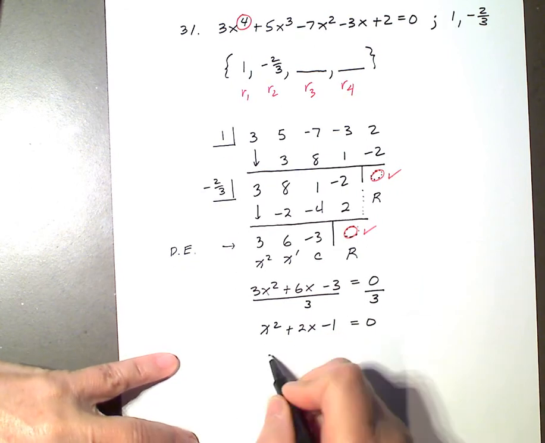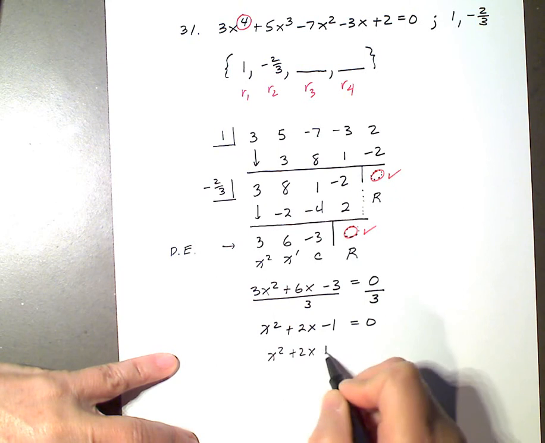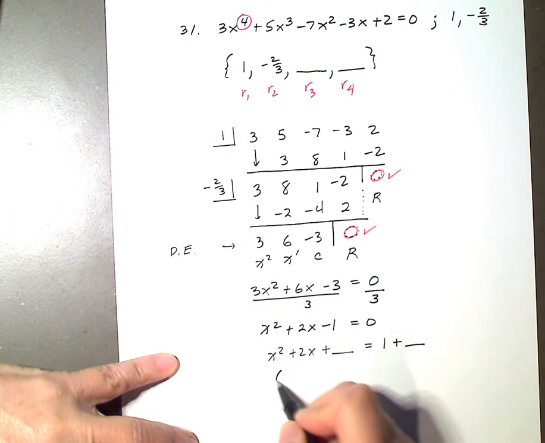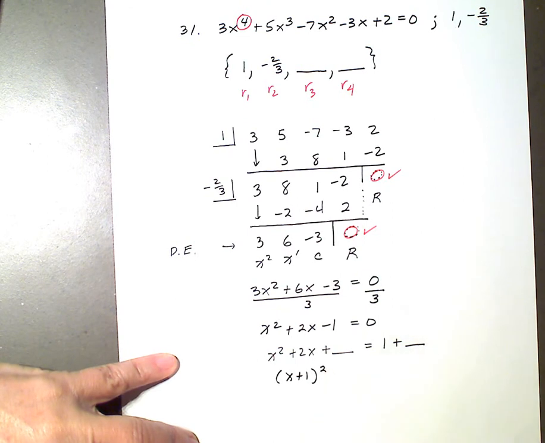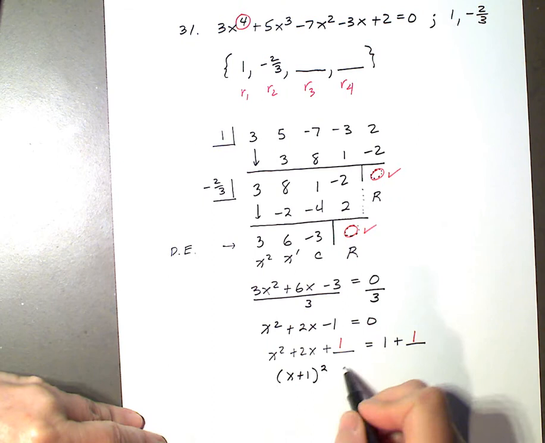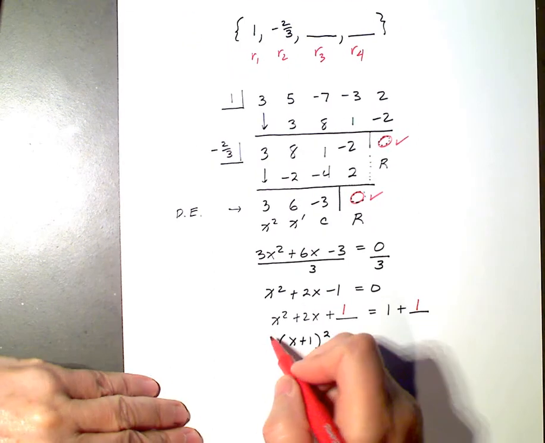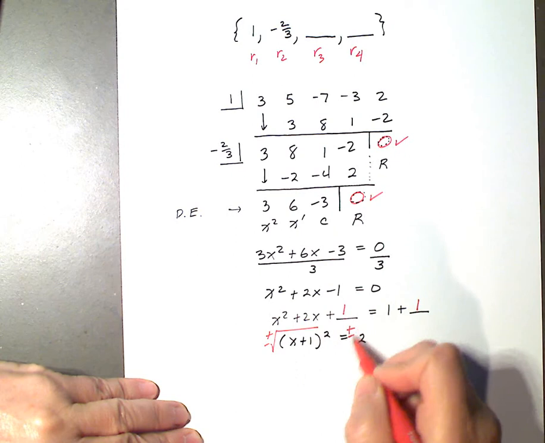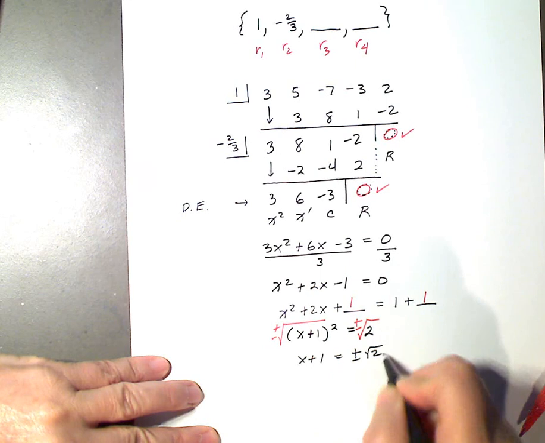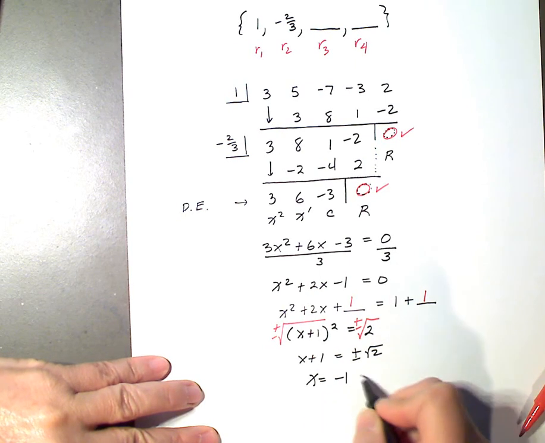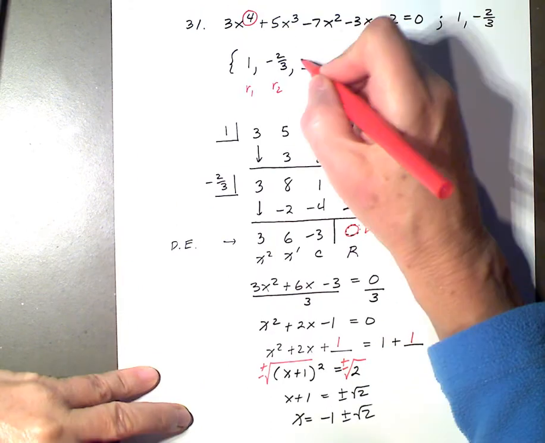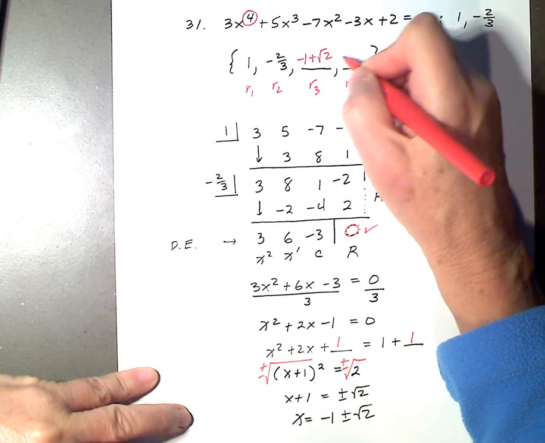So I'm just going to complete the square because it's easy. Adding the 1 to the other side. So this is x plus 1 quantity squared. So I'm going to add a positive 1 on both sides and get a 2 on the right. Now taking the positive and negative square root of both sides, I get x plus 1 is equal to the positive and negative square root of 2. So x is equal to negative 1 plus or minus the square root of 2. So that's 2 roots right there. That's negative 1 plus the square root of 2 and negative 1 minus the square root of 2.